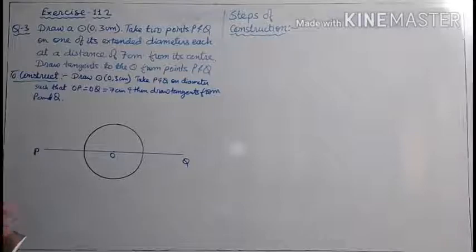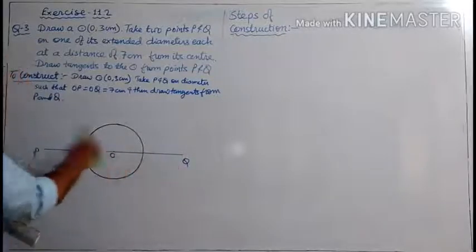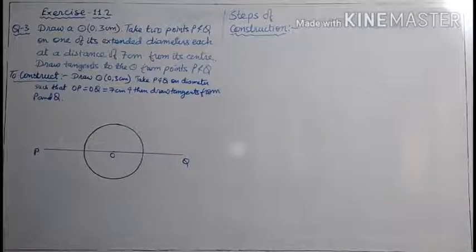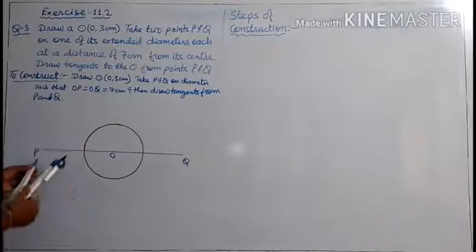Now we have to draw. This is the given condition. We have to draw tangents from point P to the circle and from point Q also, tangents we have to draw to the circle. So first of all, let us draw tangents from point P. So to draw the tangent from point P, first of all we have to get the midpoint of OP.